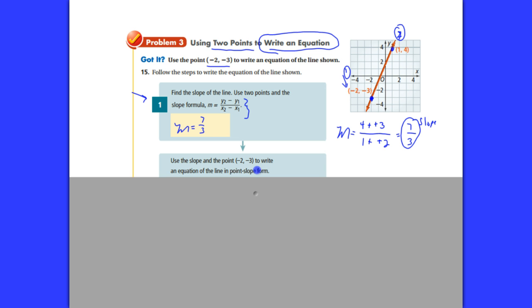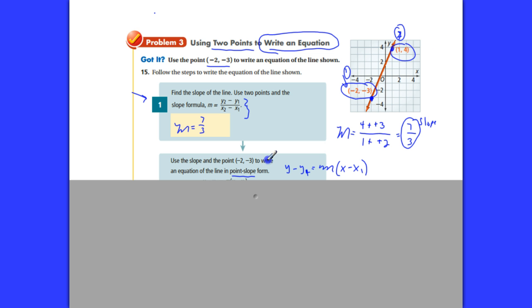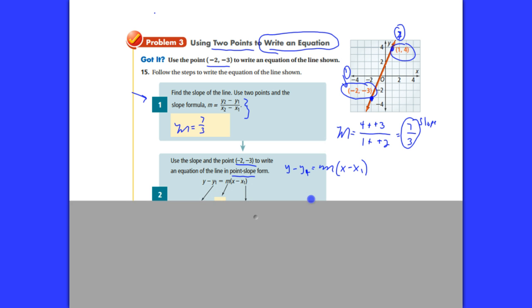With that information, we're going to use this point to write an equation in point slope form. Point slope form, again: y minus y sub 1 is equal to the slope, m, times x minus x sub 1. The truth is, you could use either one of these points to make an equation. Now they have asked us to use -2, -3, so that's what I'm going to use in this formula.